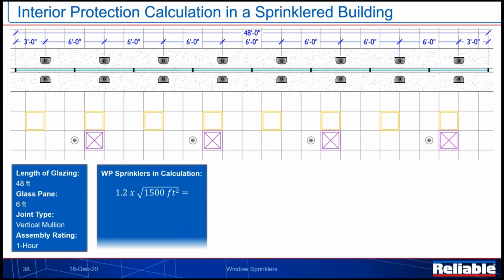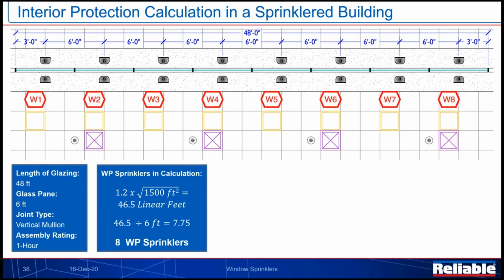And then the next question is, well, how do we calculate this? How do we figure this out? Well, we're going to go back to a familiar formula. It's 1.2 times the square root of the remote area. In this instance, we're going to choose a 1,500 square foot remote area. We're not going to do any kind of quick response reduction, even though that is a possibility. That's going to result in 46.5 linear feet. We divide that by the sprinkler spacing, and that turns into 7.75 sprinklers. We have to round that up to 8 window sprinklers.